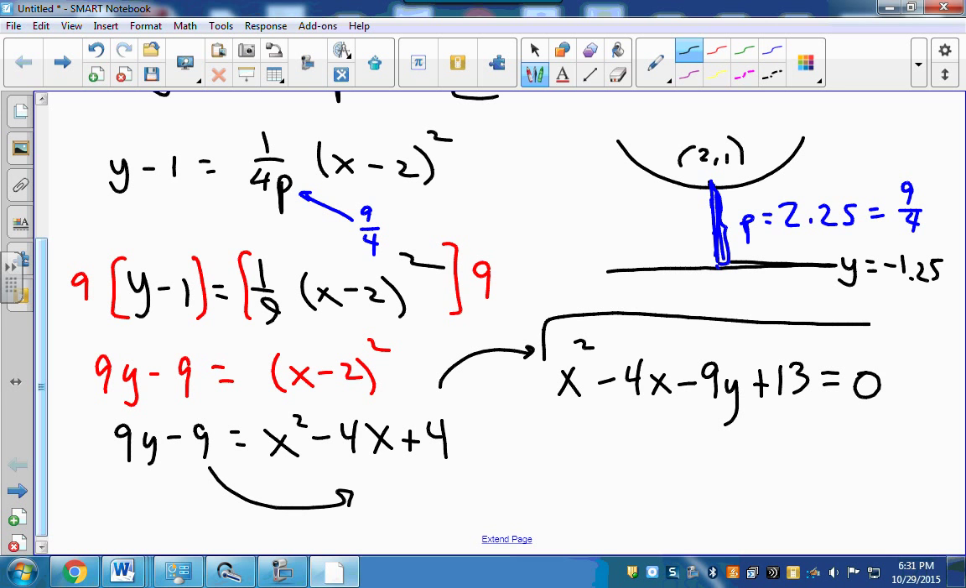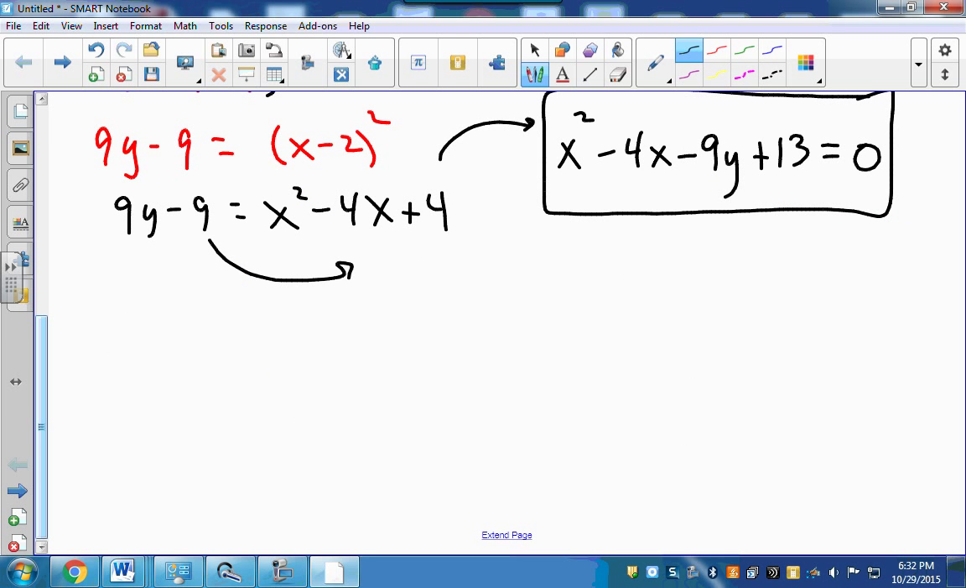There's our general form for this particular parabola. And just like what we did with the circles and the ellipses, suppose I gave you that and you didn't know anything else. Could you find the vertex and the focus and the directrix?